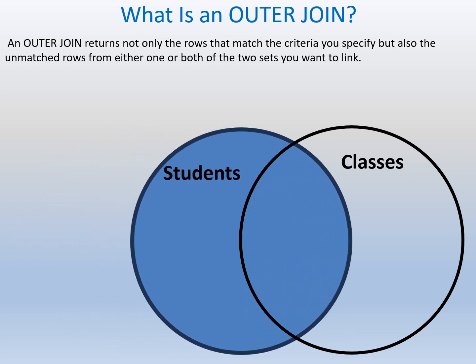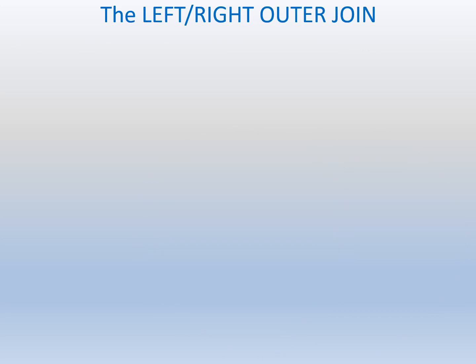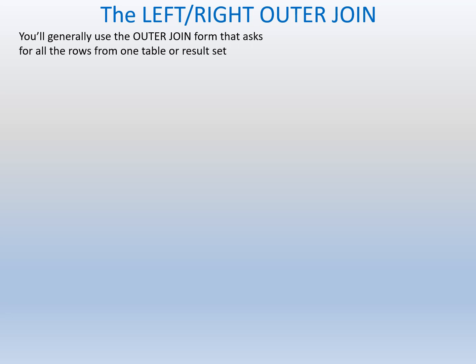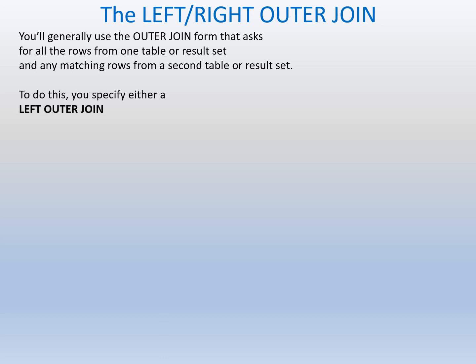Here we have a visual representation of the outer join. In the student set, we have an outer join that includes students who are not registered in a class. In the intersection, we have students that are registered in a class. In general, you'll use the outer join form to return rows that match a criteria and to return rows that do not match the criteria from one of the sets in the query.